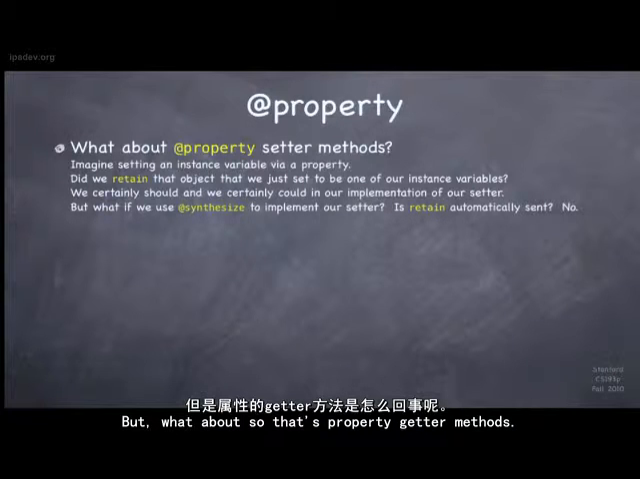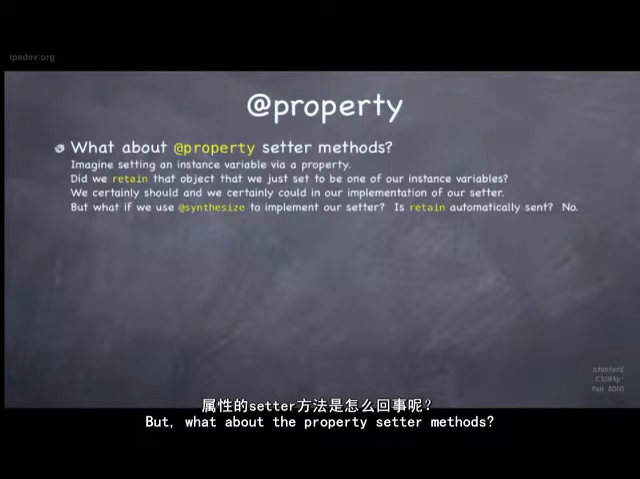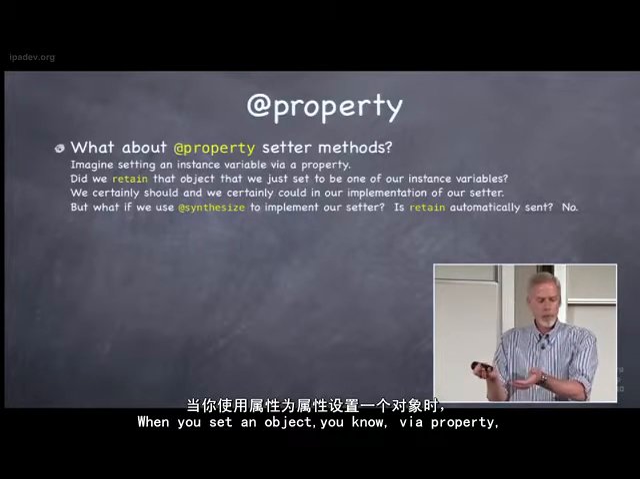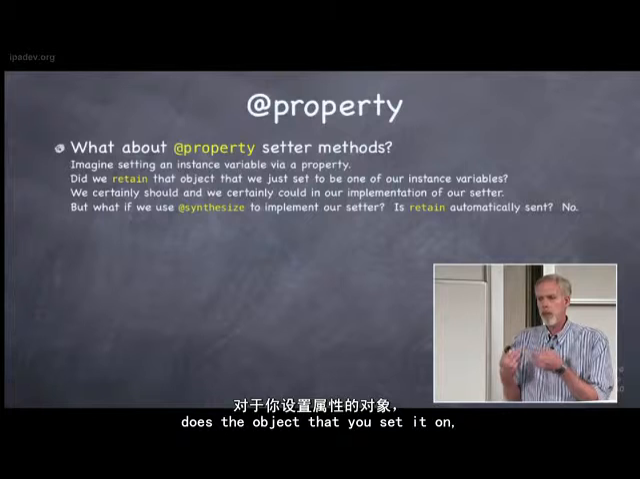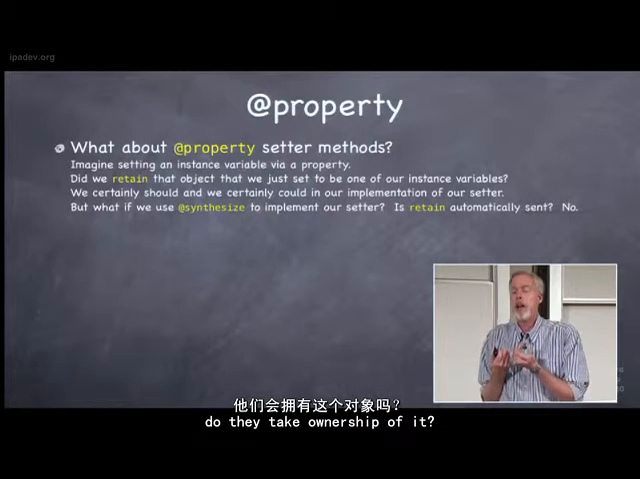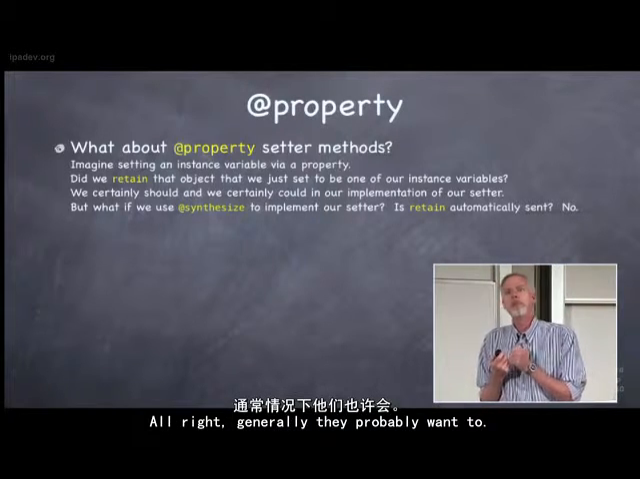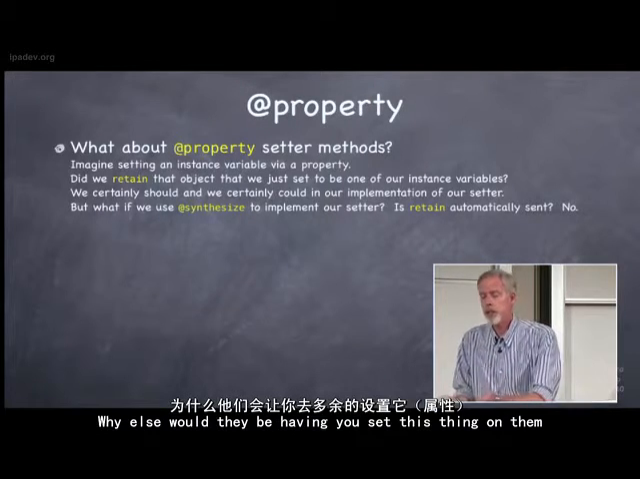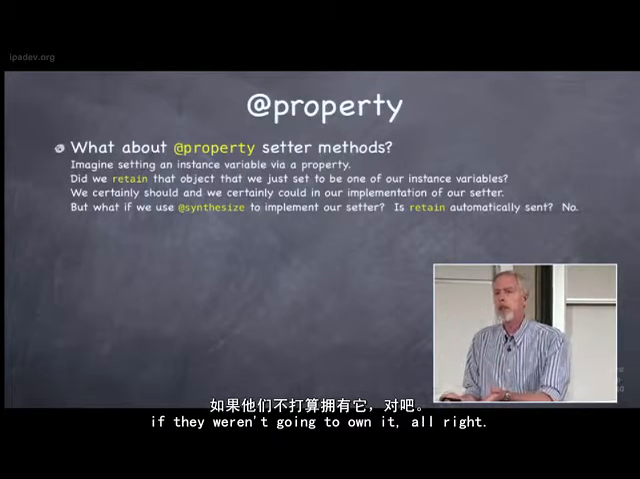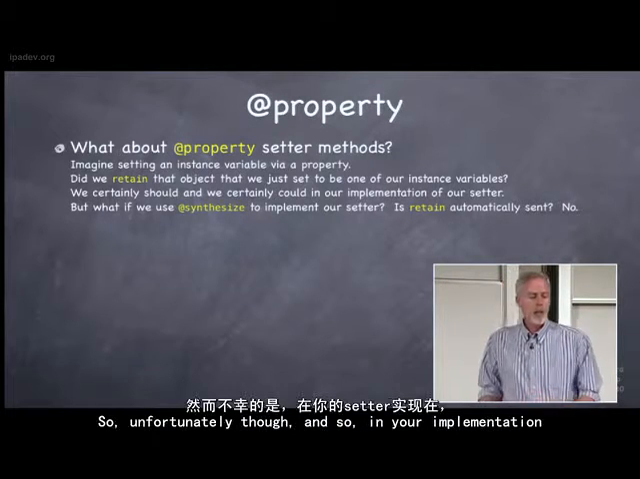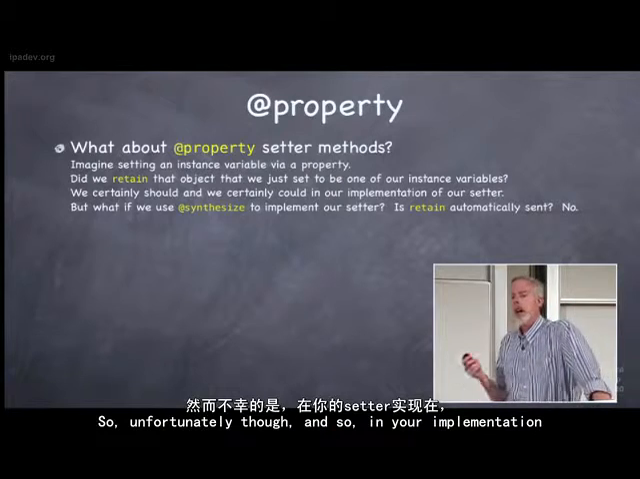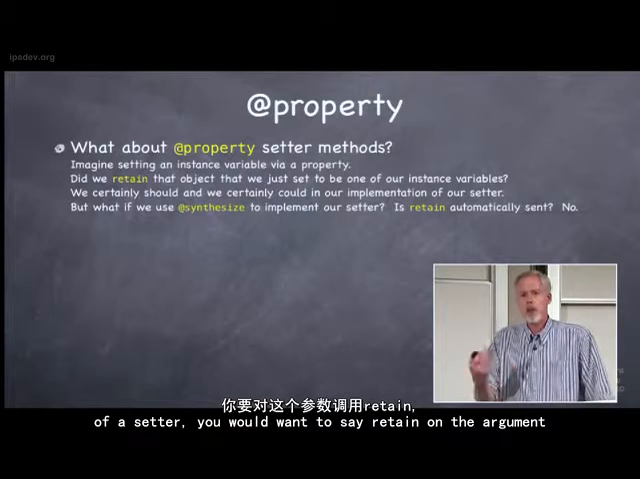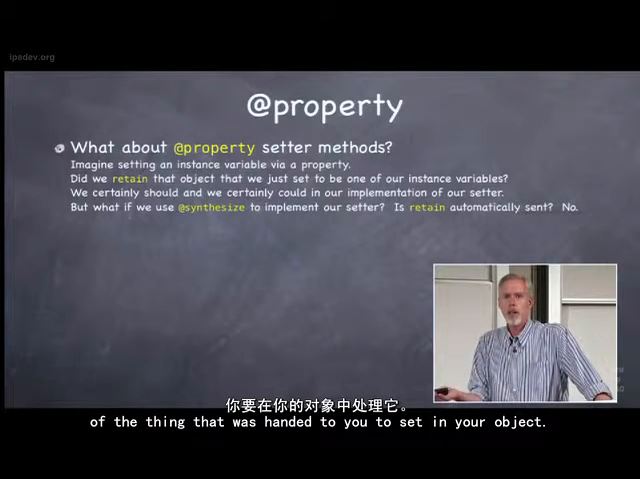But that's the property getter method. What about the property setter methods? When you set an object via property, does the object that you set it on take ownership of it? Generally, they probably want to. Why else would they be having you set this thing on them if they weren't going to own it? So if in your implementation of a setter, you would want to say retain on the argument of the thing that was handed to you to set in your object.